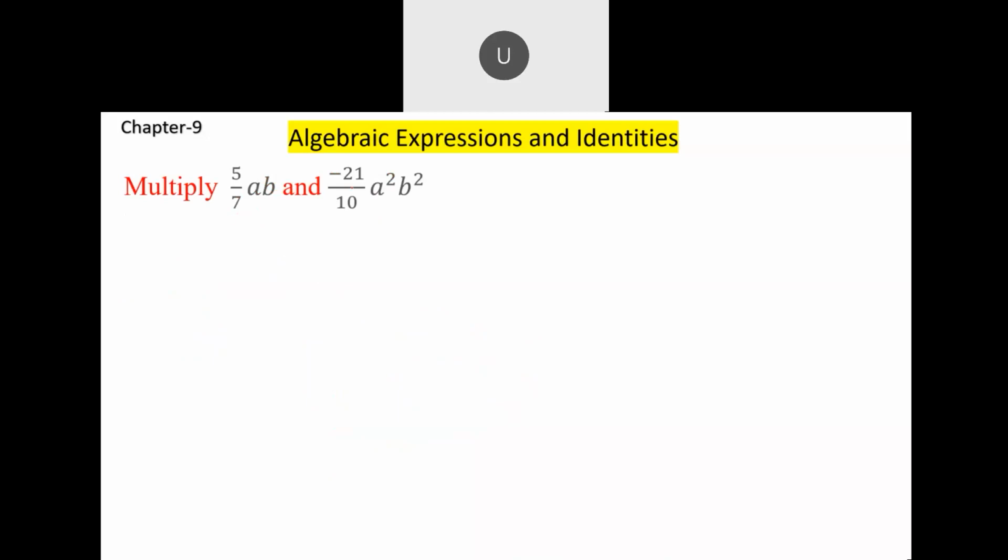Multiply 5 by 7; we first multiply the fractions, and the variables at the last, sir.